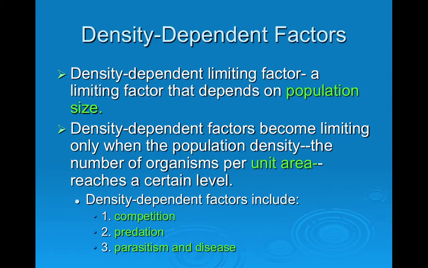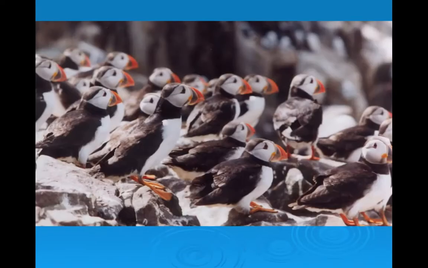Density-dependent factors become limiting only when the population density, the number of organisms per unit area, reaches a certain level. So basically when the population gets very dense. The three different density-dependent limiting factors are competition, predation, and then you also have parasitism and disease.